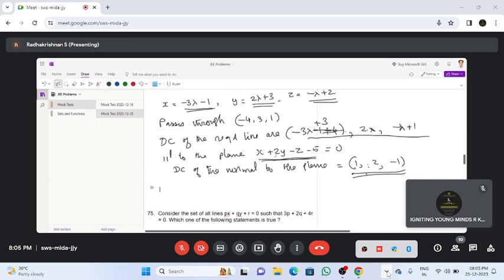So the dot product of these two vectors is 0, since they are perpendicular to each other. The vector along this line is this, in terms of lambda, and the vector along this normal is i plus 2j minus k. So since these two are perpendicular to each other, their dot product is equal to 0. Using that we can get the value of lambda.